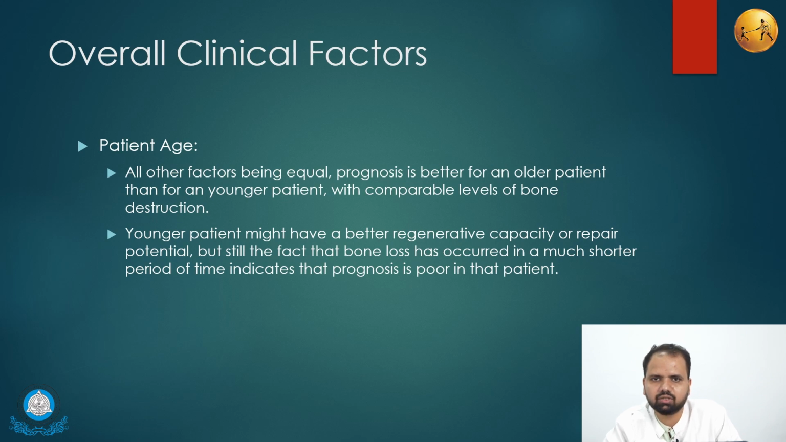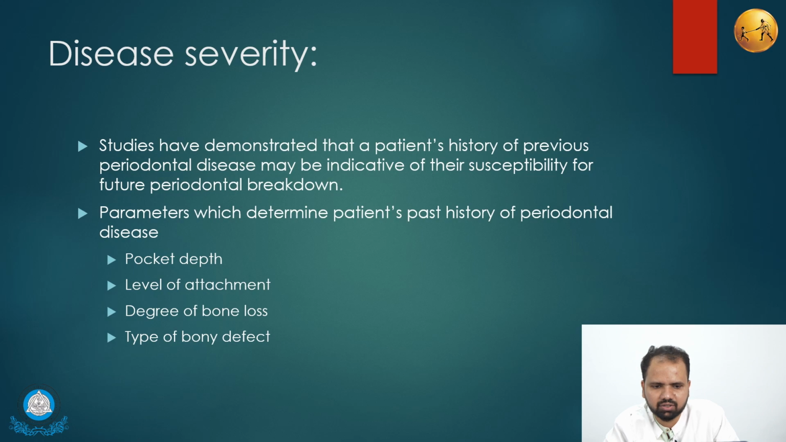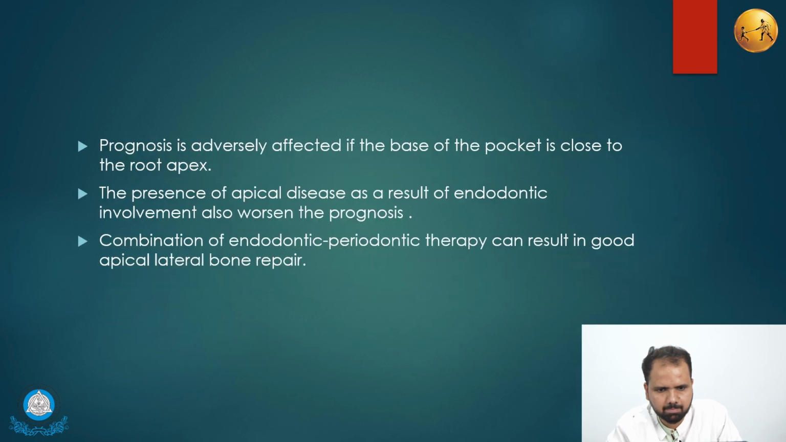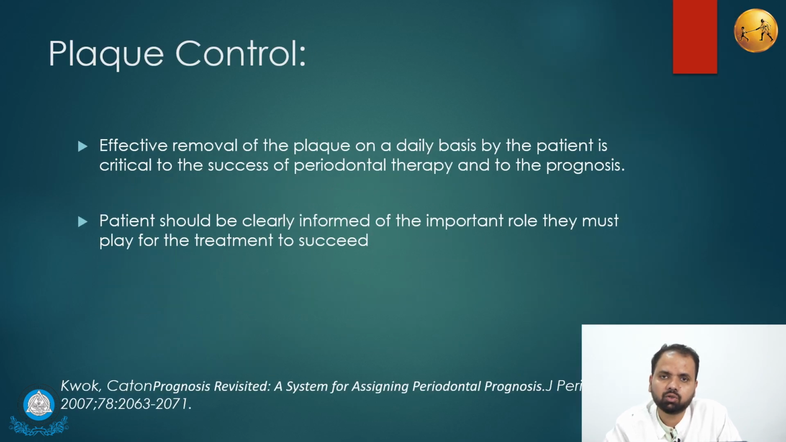So patient age, again the onset of the disease will depend upon the age of the patient. If the patient is in the age bracket of, say, the 5th or 6th decade of life, the prognosis is usually not that great compared to patients whose age bracket is lower. Then the severity of the disease again depends upon parameters such as pocket depth, level of attachment, degree of bone loss, and the type of the bony defect present. Plaque control. It depends upon the overall oral hygiene which is maintained by the patient. If there is effective plaque control carried out by the patient, the chances of progression of the disease are less, and the prognosis is better.